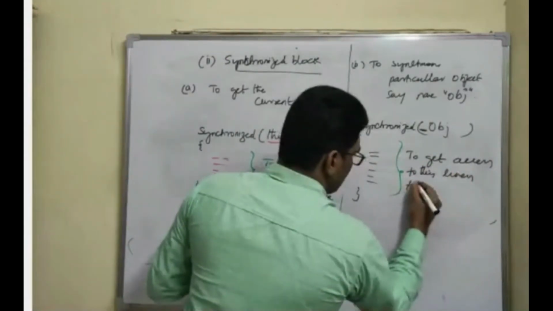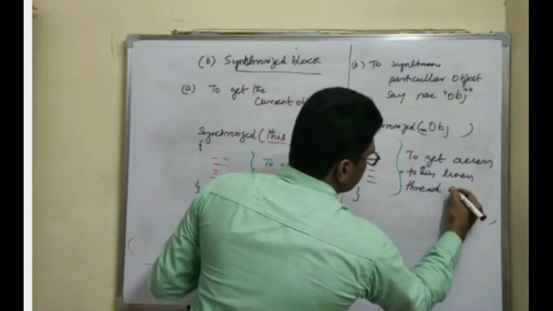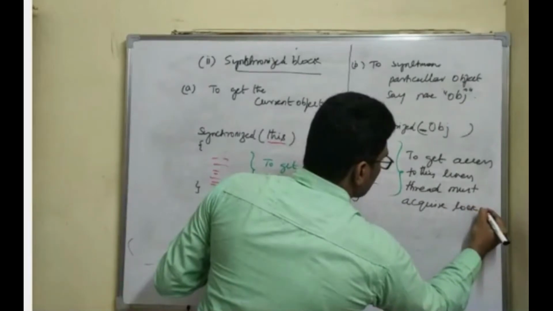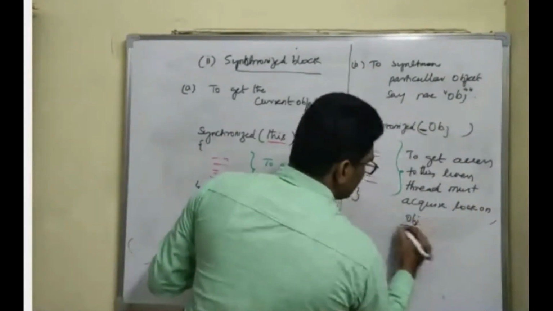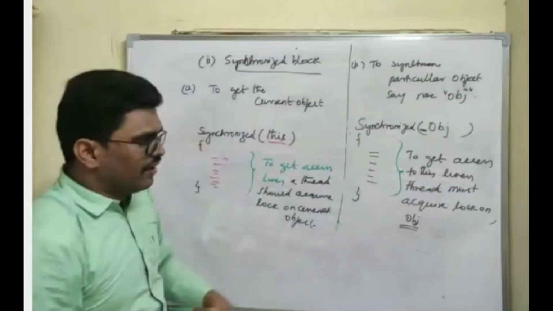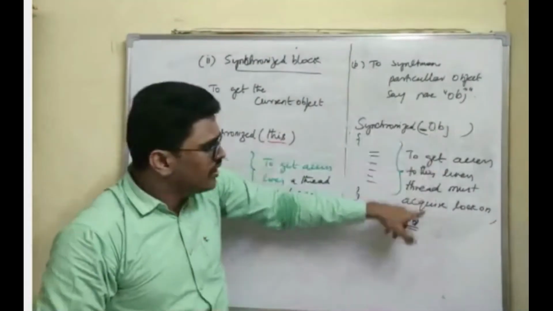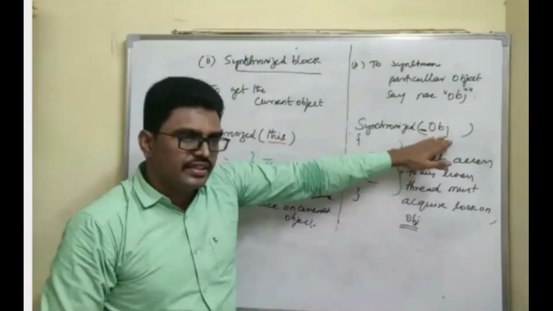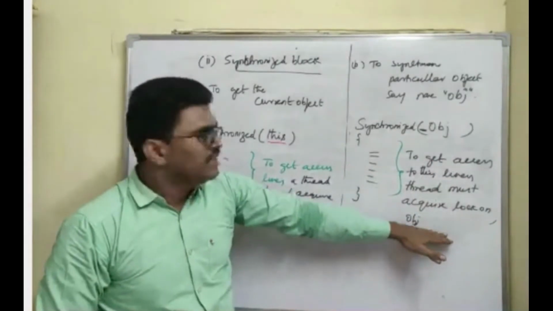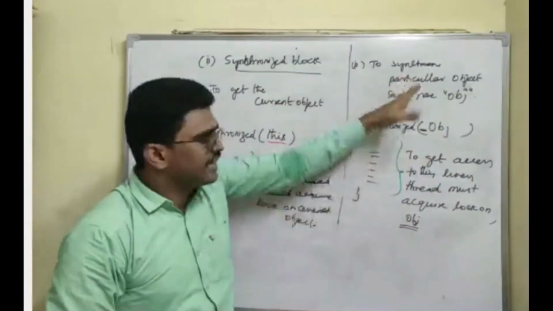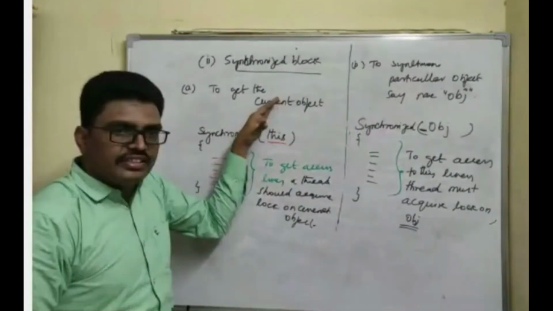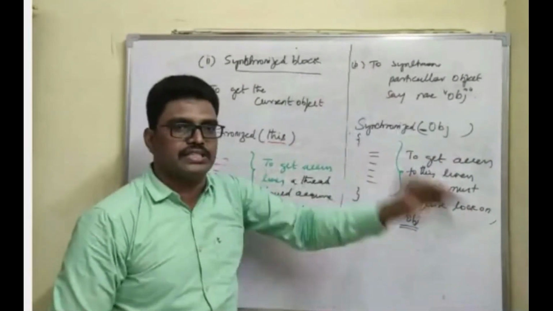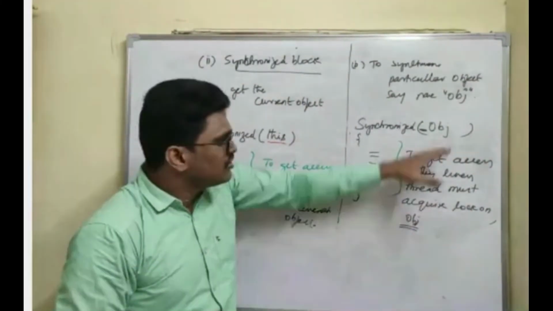To get access to these lines, a thread must acquire the lock on obj. It should acquire the lock on this object. Whenever it acquires the lock on this object, only then can it enter into this. So that is the second case. Here you are synchronizing a particular specific object. Suppose sample S1, I want to synchronize S1. So that is the second case.